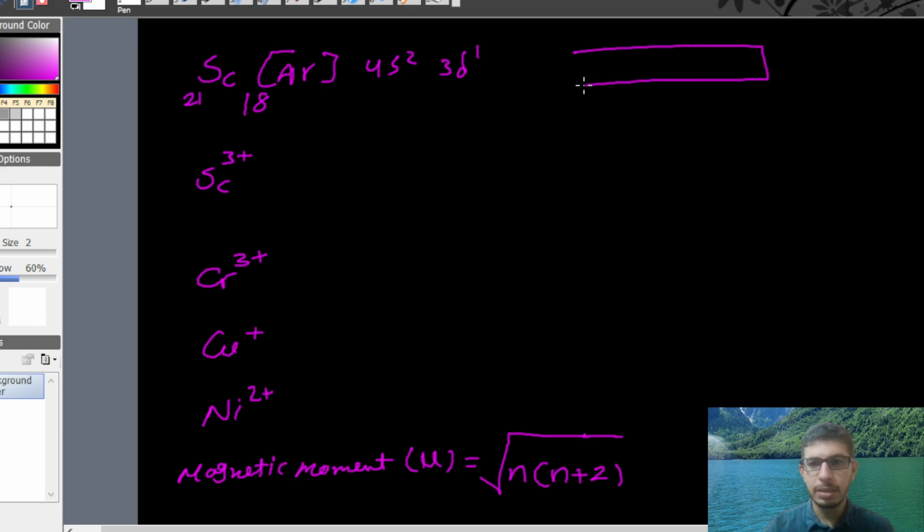Let's draw it just like this: the 5 orbitals of the 3d of scandium. We have only one electron left in the 3d sublevel. So should this be paramagnetic or diamagnetic? Okay, this should be paramagnetic. Why? Because you have one unpaired electron in the 3d sublevel.